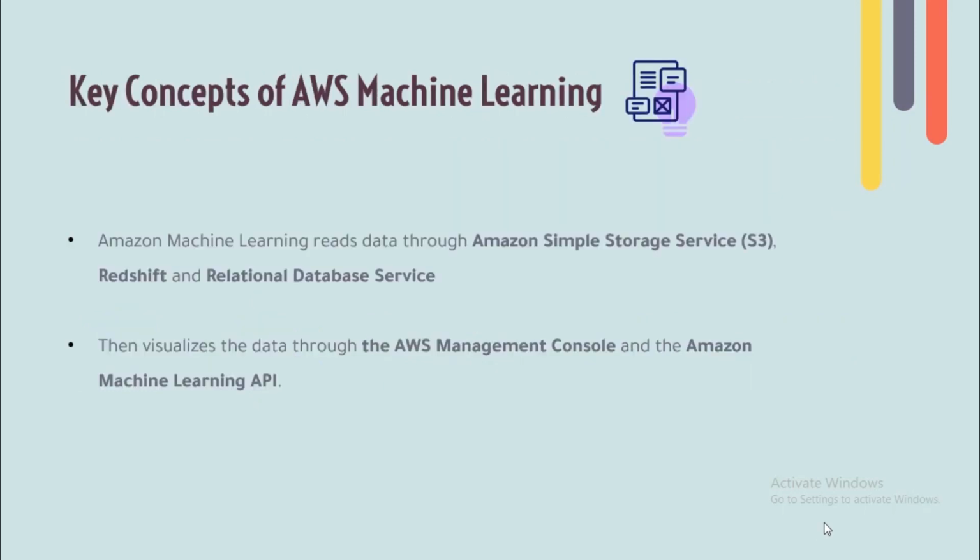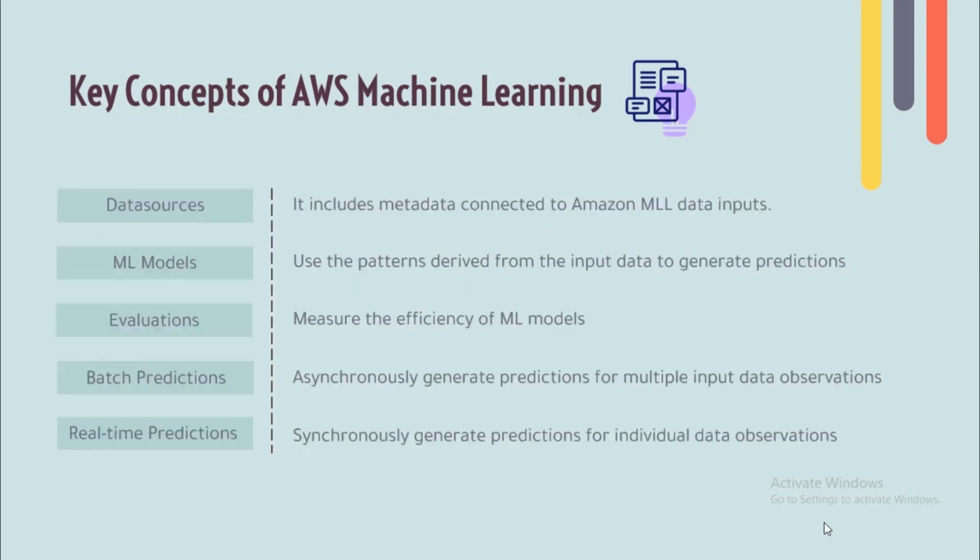So there are certain key concepts of AWS machine learning that you need to know. Amazon Machine Learning reads data through Amazon Simple Storage Service, known as S3, as well as Redshift and Relational Database Service. Then it visualizes the data through the AWS Management Console and the Amazon Machine Learning API. Now coming to various factors such as data sources, ML models, evaluations, batch predictions, and real-time predictions.